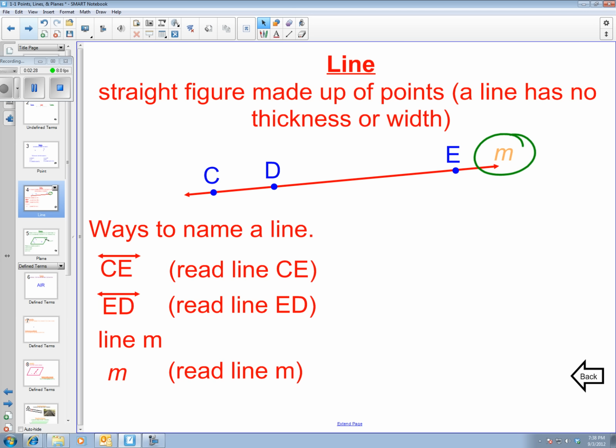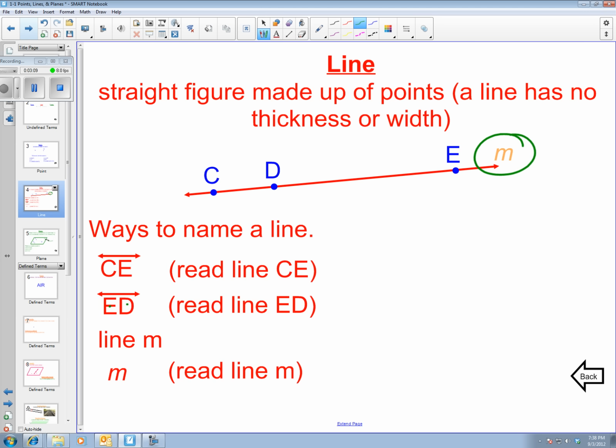When naming a line, we have quite a few different ways of doing it. First, we could call this line CE. Notice again, it is a line with arrows on the end of it for its label. We could also call it line ED. We could even use line M. Lastly, but least common, we could just write down M in italics. When it is written like that, it does mean line M, but it is not used very commonly.